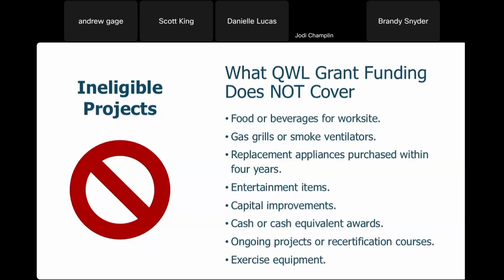Grant funding cannot be used to buy food or beverages for the worksite, purchase gas grills or smoke ventilators, replace commercial grade appliances that were purchased with a QWL grant fund within the last 4 years, purchase entertainment items or equipment, make capital improvements, give cash or cash equivalent awards, fund ongoing projects or recertification courses, and exercise equipment.